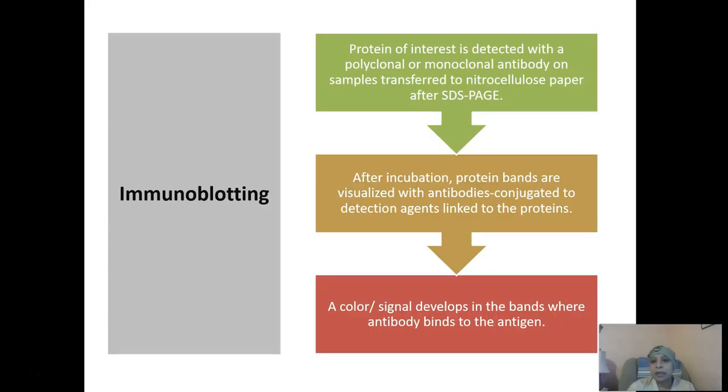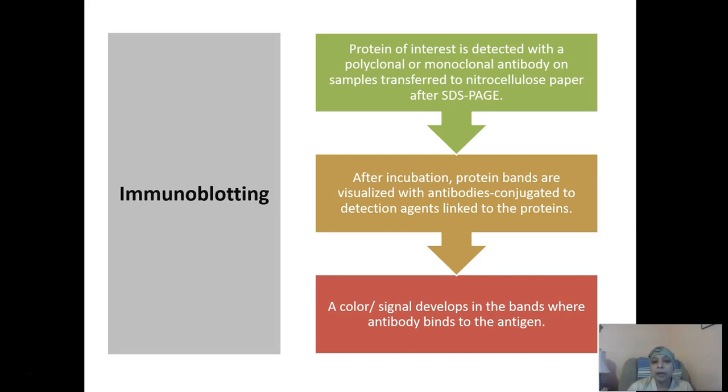We are specifically going to be talking about immunoblotting because that's the technique that we are going to be using after we have run our extracted proteins on SDS-PAGE. In this case, our protein of interest is detected with either a polyclonal or monoclonal antibody, depending on our needs, after it has been transferred to a nitrocellulose membrane following SDS-PAGE.